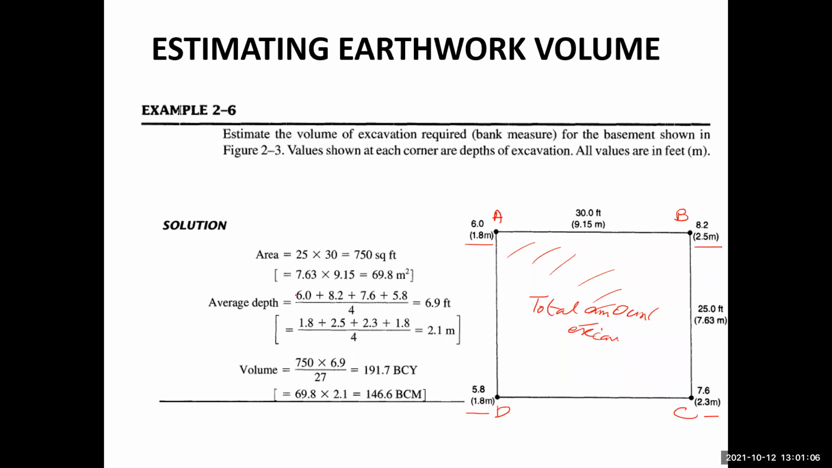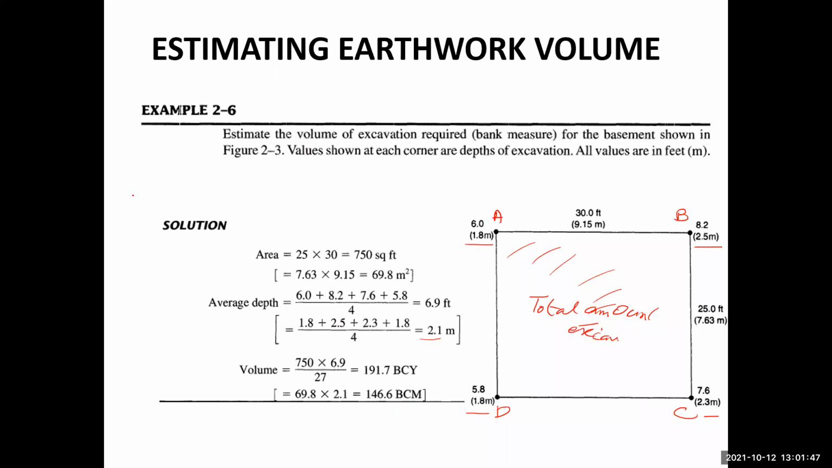For this case, we will find the average depth that we will excavate. We can simply take the average of these four: 1.8 plus 2.5 plus 2.3 plus 1.8. There are a total of 4 points, and we are considering equal weight for the points. That's why the weight for each one is 1, and the total weight is 1 plus 1 plus 1 plus 1, which is 4. So in this case, the average depth is 2.1 meter. So we will assume that the average depth needed is 2.1 meter, although this land will be something like this.